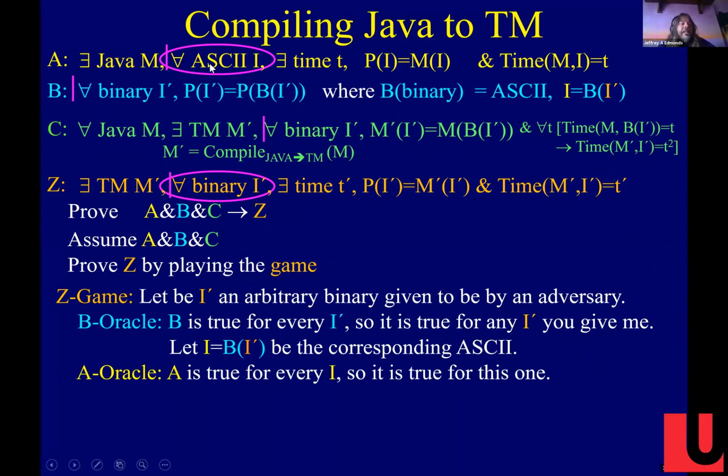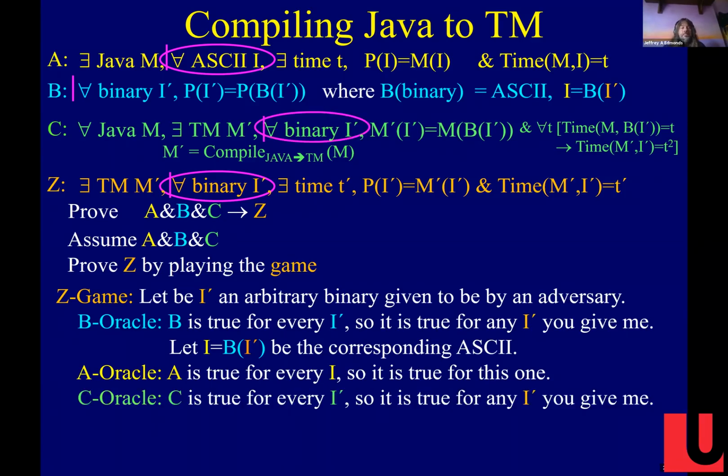And if what she's saying is true for every ASCII string, it's true for the ASCII string that I got. Where did I get it from? The adversary gave me a binary string, I converted it into an ASCII string, right? So what she's saying must be true for this ASCII string, and so we gave it to her.